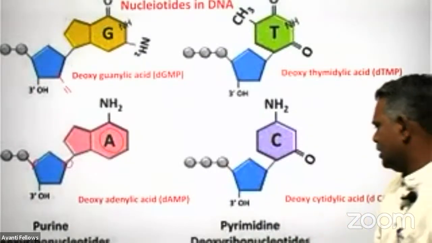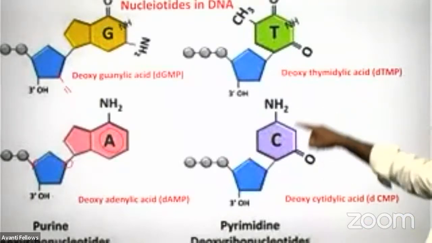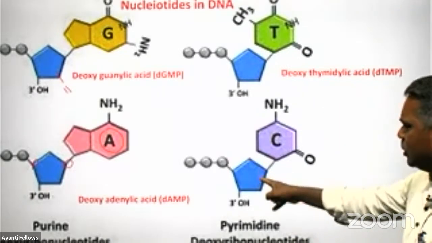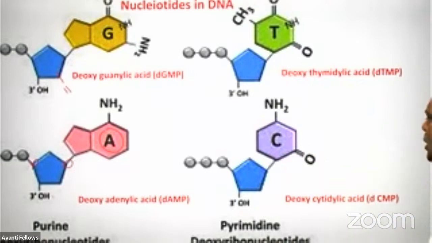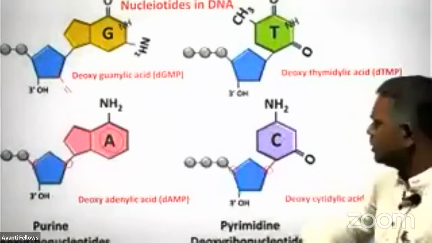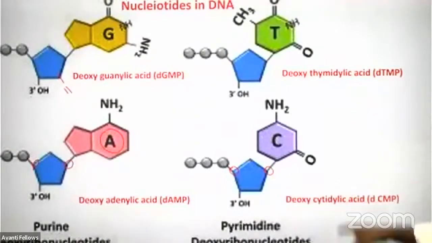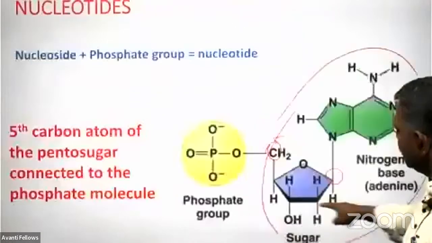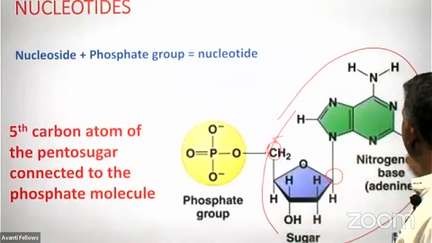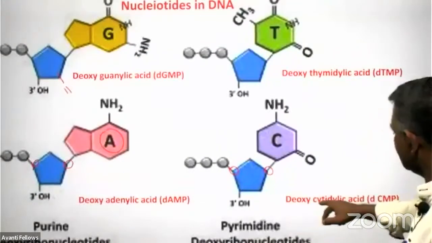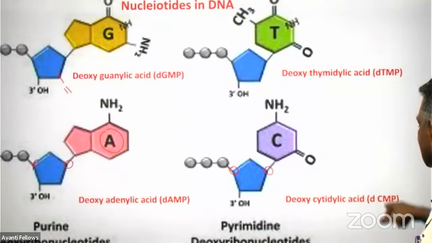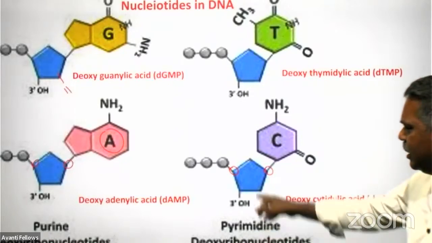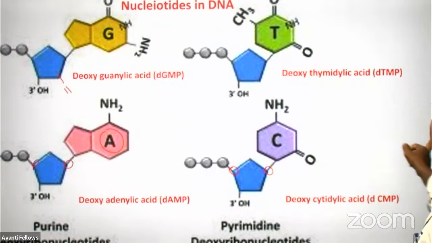It's a monophosphate only. And the next nucleotide present in the DNA: the pentose sugar, deoxyribose, is connected to cytosine with the first carbon atom, and the fifth carbon atom is connected to the phosphate molecule. That is called deoxycytidylic acid or deoxycytidine monophosphate. It is deoxy only, and it has deoxyribose sugar, right?